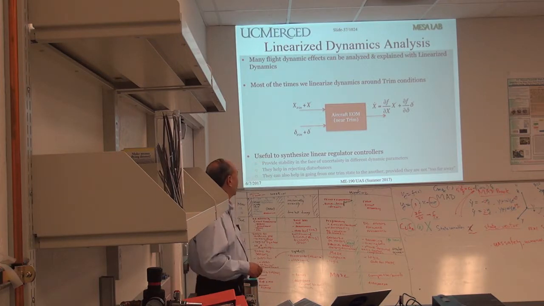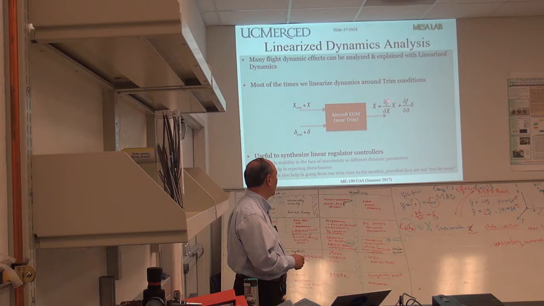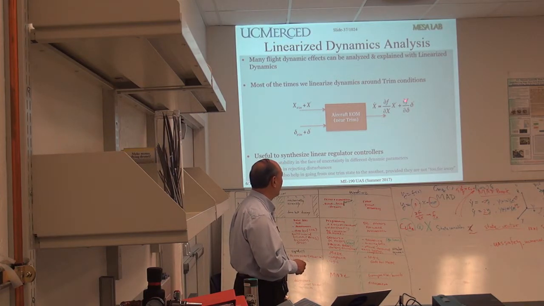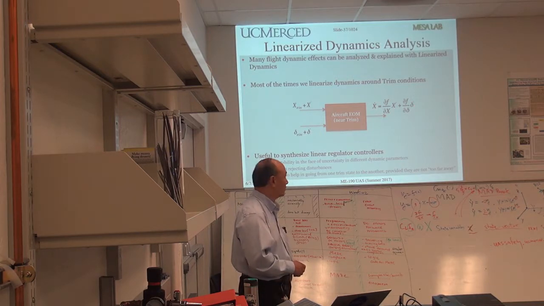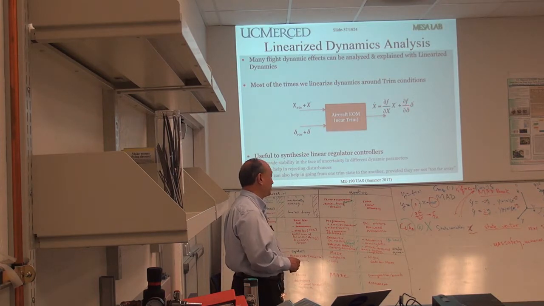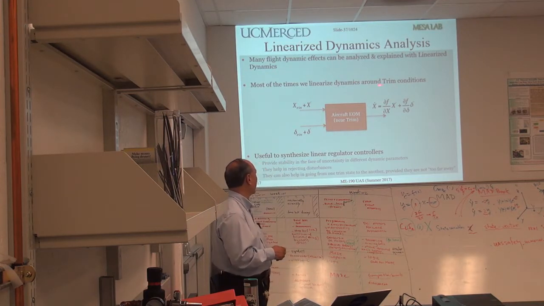Okay. So we talk about linearization. We focus on this equation. Then we will be able to get two linearized matrices. Partial f partial x is a matrix, 12 by 12. This is 12 by 4, this is 12 by 1, and this is 4 by 1. So this must be a 12 by 4 matrix, right? Partial f partial delta.